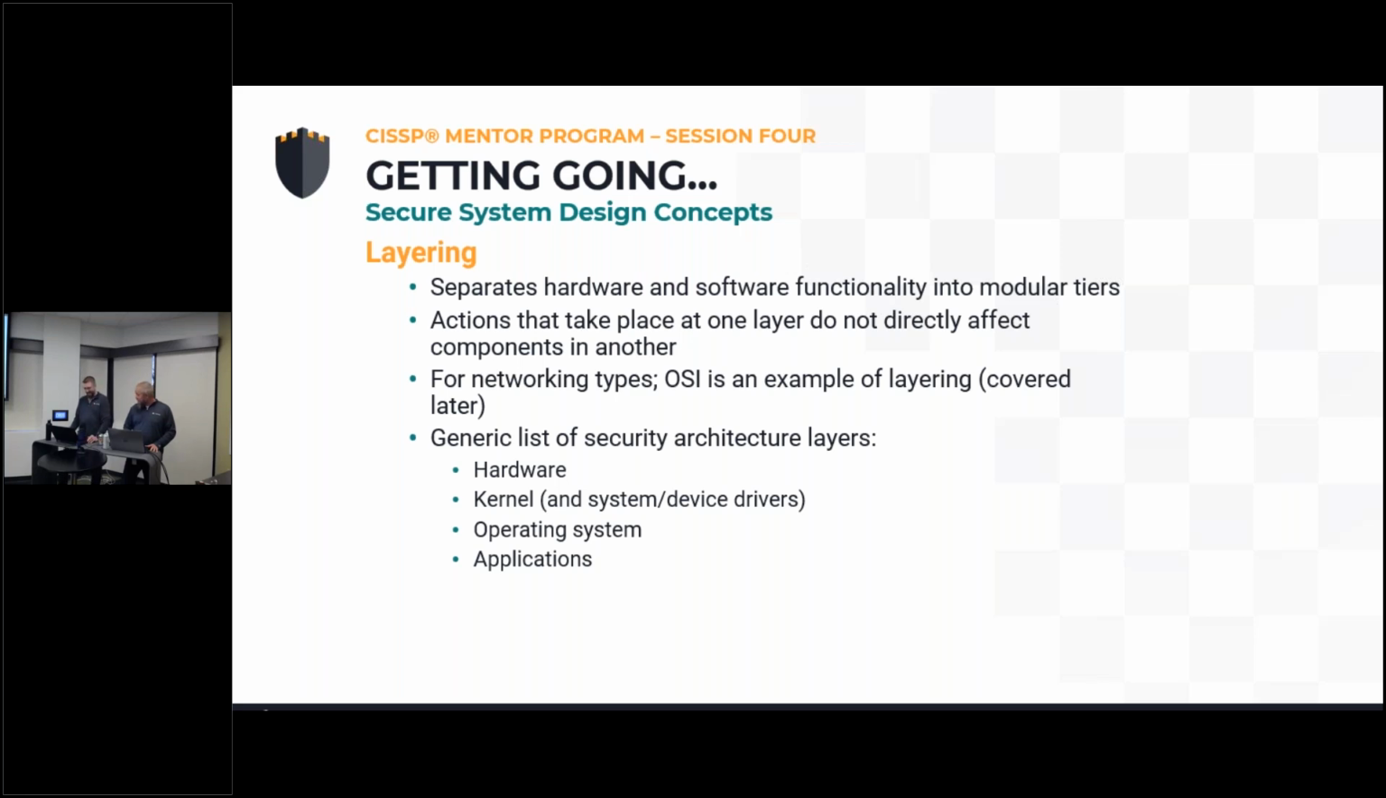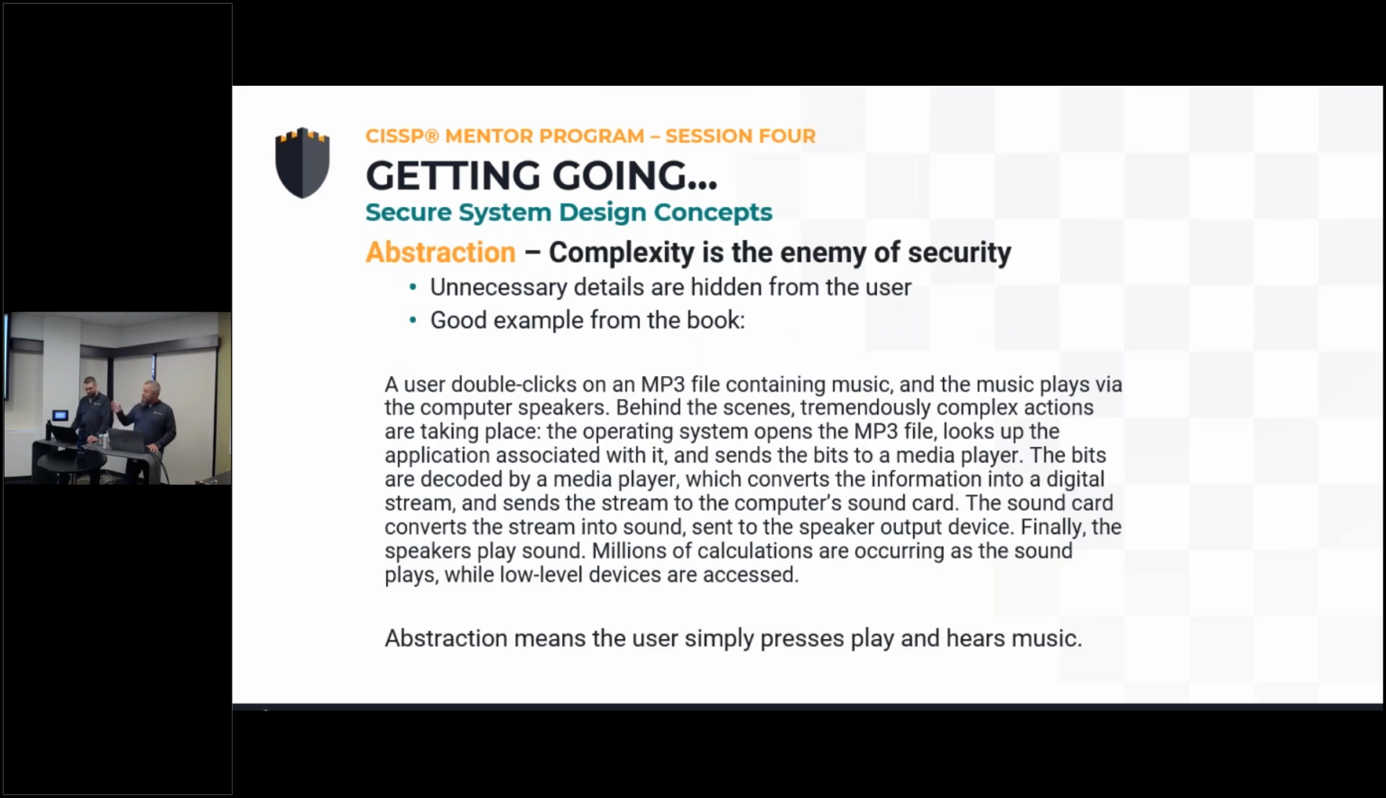Generic list of security architecture layers: hardware, kernel, operating system, application. We'll talk about all that. This is just a good description of what I was just trying to explain to you. In this case, and this might be the example, actually, it's out of the book too, about when I open up an MP3, a music file, all the things that have to happen behind the scenes that you don't ever see. Loading device drivers, packaging the data for the electronic signals that would go through the speaker. I mean, there's a lot of things that happen. It's not just double clicking. So all that stuff is called abstraction.